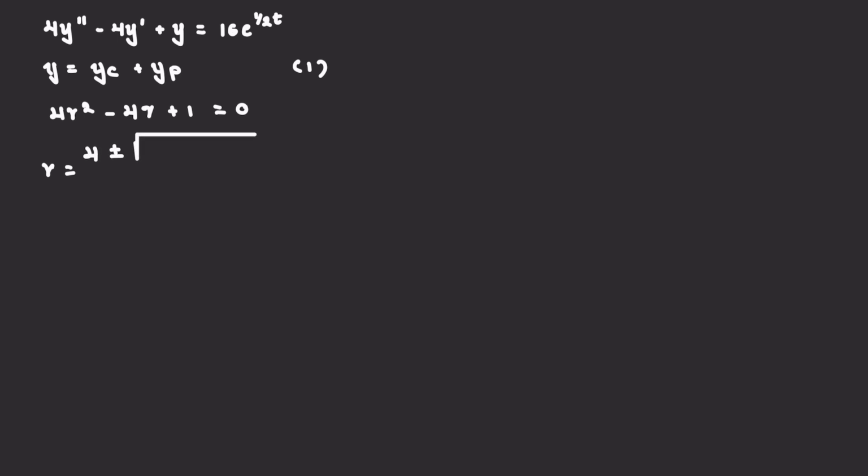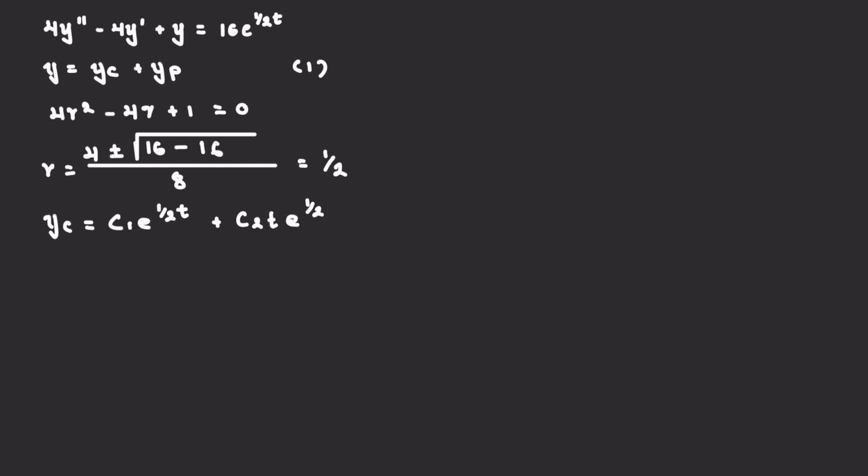And 4 plus or minus the square root of b squared, 16 minus 4 times 1, is another 16. So inside the square root is just 0. Divided by 2 times 4, which is 8. So we can see here this is 1 over 2. We get only one root or one solution, which means we get a repeated root because we have this as a polynomial of degree 2. And so our yc will be c1 e to the 1 over 2t plus c2 t e to the 1 over 2t. And so let's label this as our second equation.